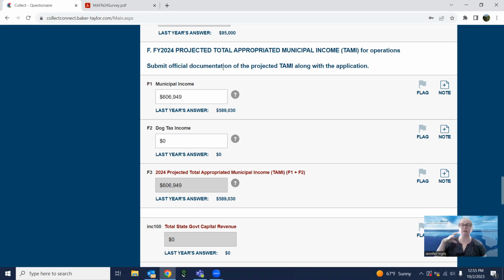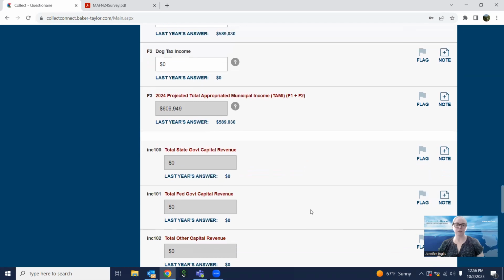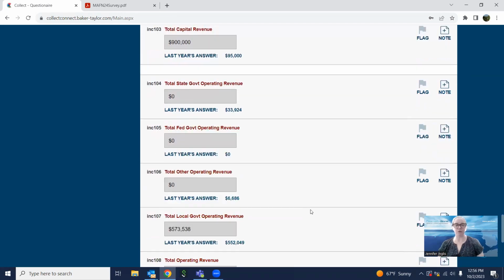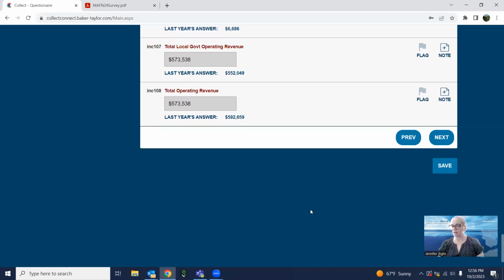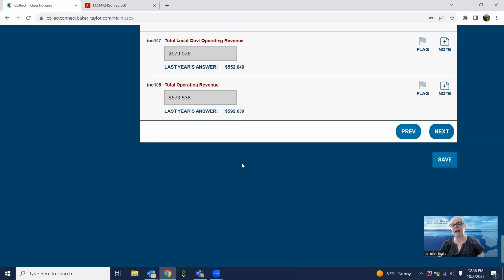If that's the case and you can't get something official, we need an email or something from a person high up in the organization. So it could be town manager, town accountant, something like that, that says, here was the appropriation for the library for FY24. Then there are a bunch of totals. And then you would hit save, and then you would go to next.